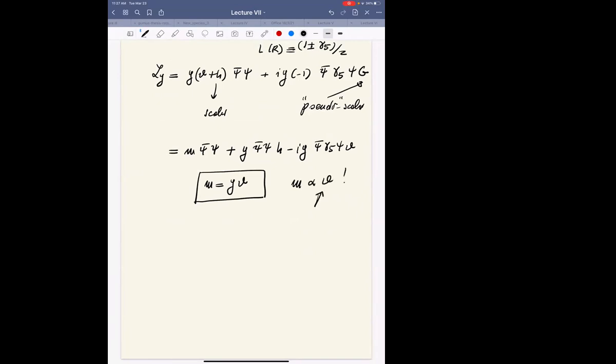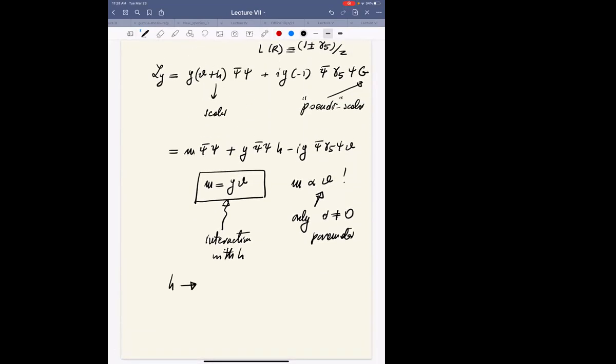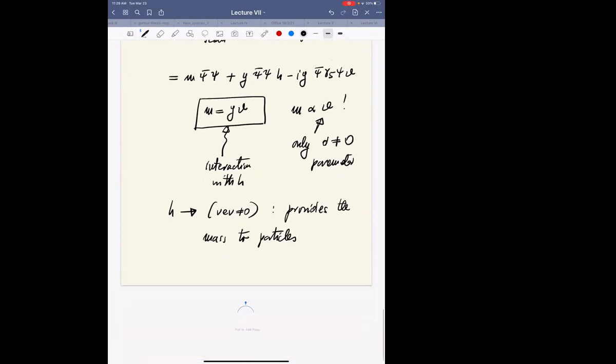Must be proportional to V. This is the only dimension non-zero parameter. And the constant of proportionality is the interaction with H. So you see what H does. H, the guy that has vacuum expectation value non-zero, that lives around the vacuum expectation value, provides the mass to particles in question. That will be standard model later.